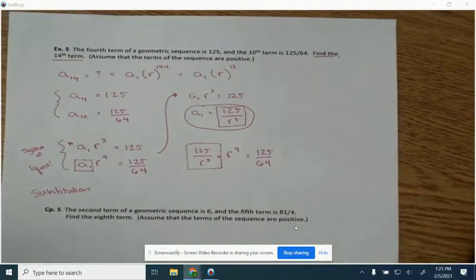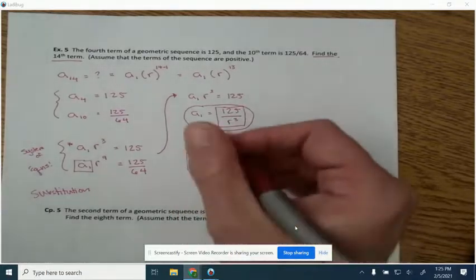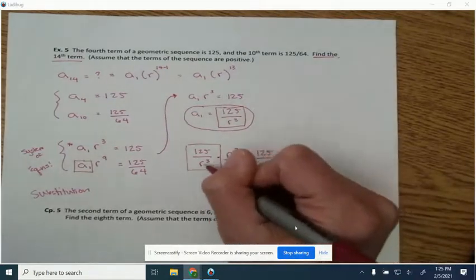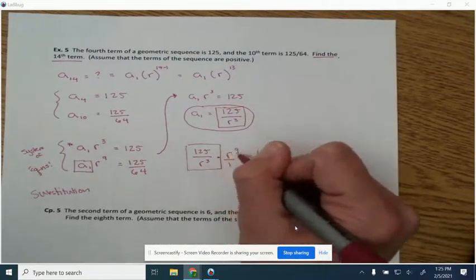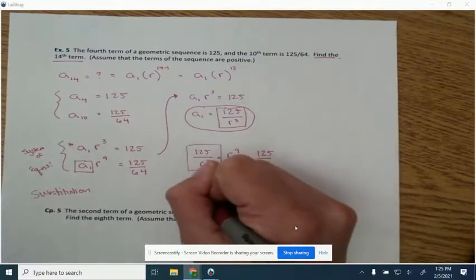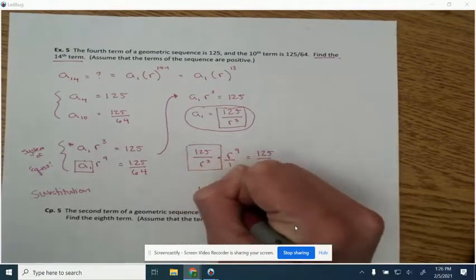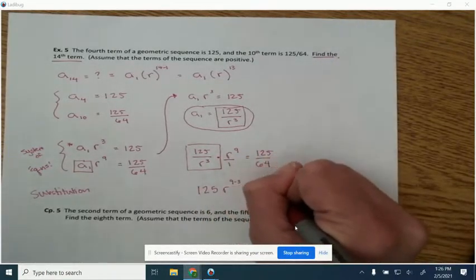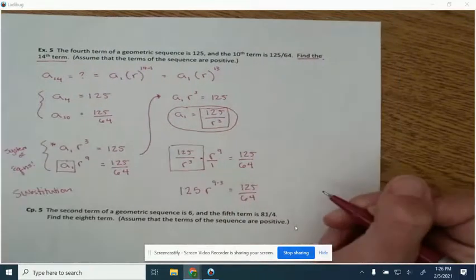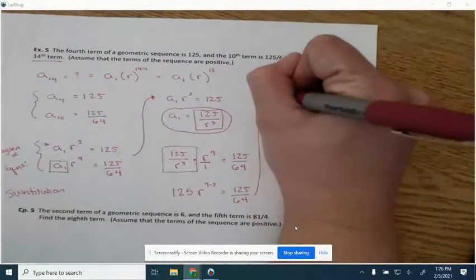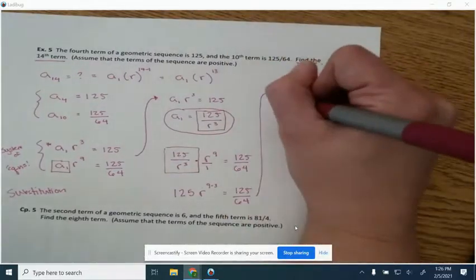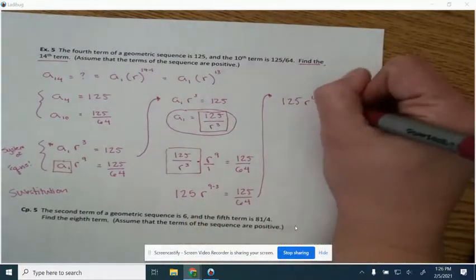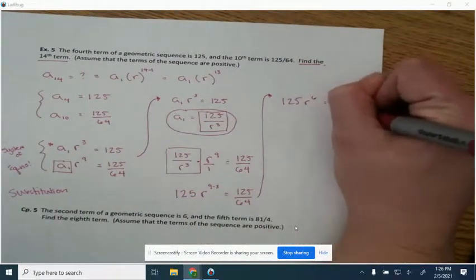And so now I'm going to use my algebra tricks, and I'm going to remember that this r to the 9th is sitting on top of a1. And when I have the same base, I subtract my exponents. And so this is going to be equal to 125 times r to the 9 minus 3. And so I'm here. All right. So this is 125 r to the 6th, because 9 minus 3 is 6, equals 125 divided by 64.